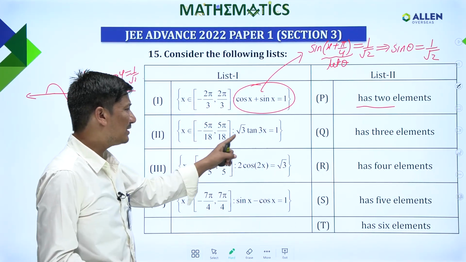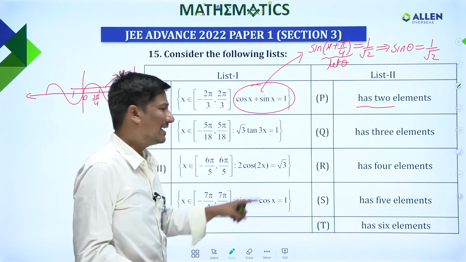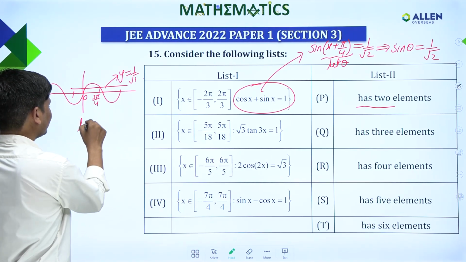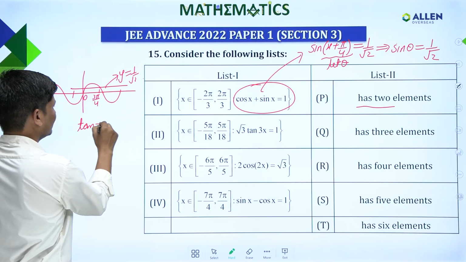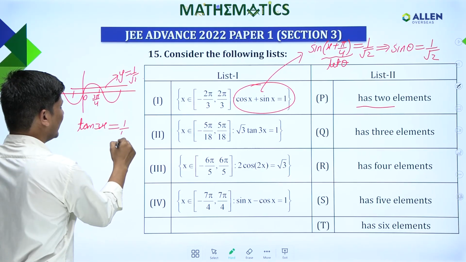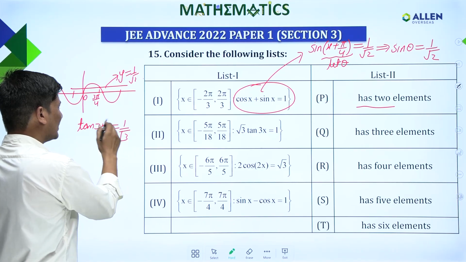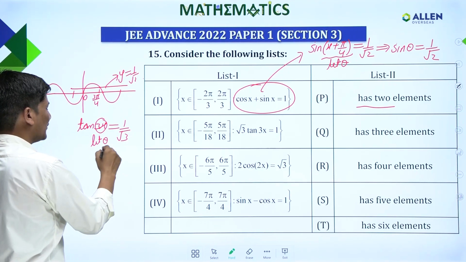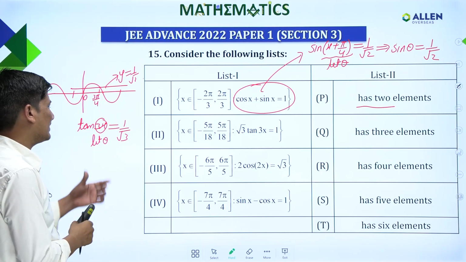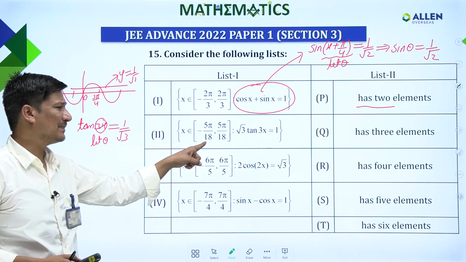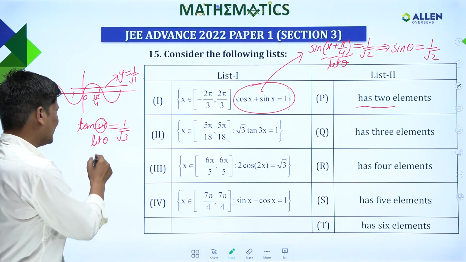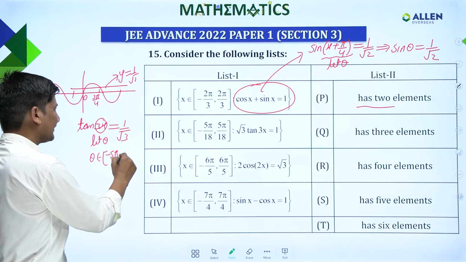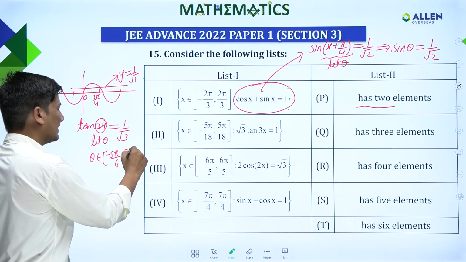Now, similarly, when you solve the second part, tan 3x equal to 1, see carefully, I'm writing tan 3x is equal to 1 by root 3. Let's consider that angle to be theta. Actually x varies from minus 5 pi by 18 to 5 pi by 18, so our theta will vary from minus 5 pi by 6 to 5 pi by 6.